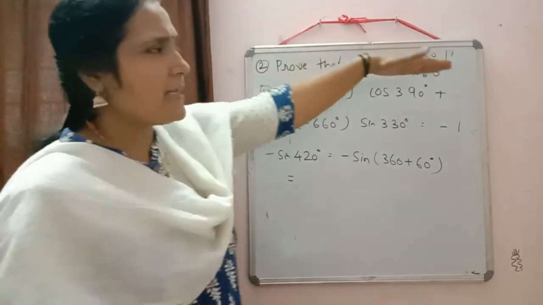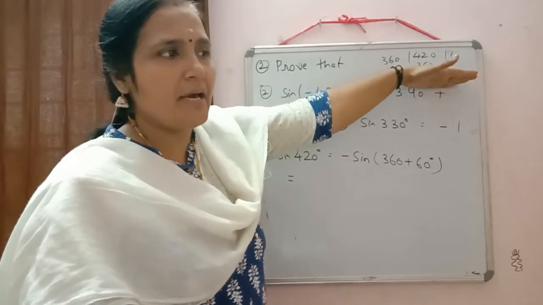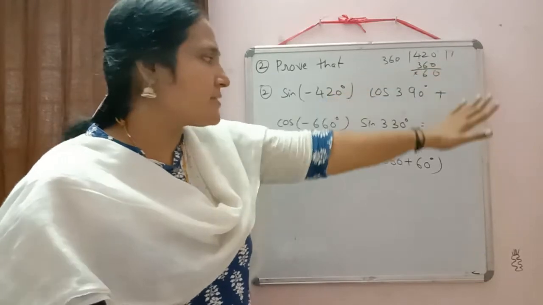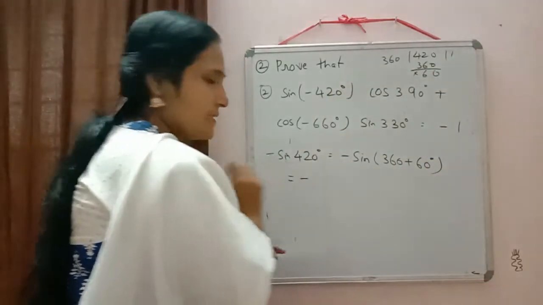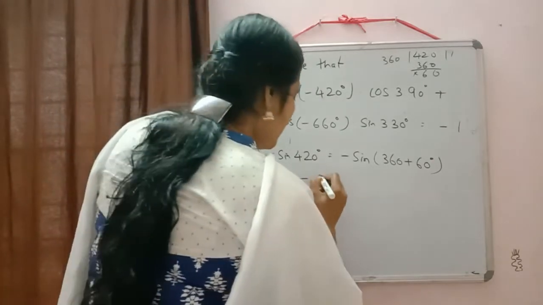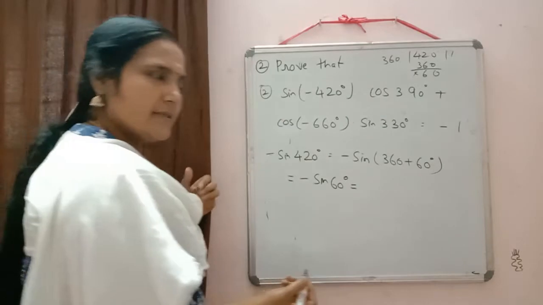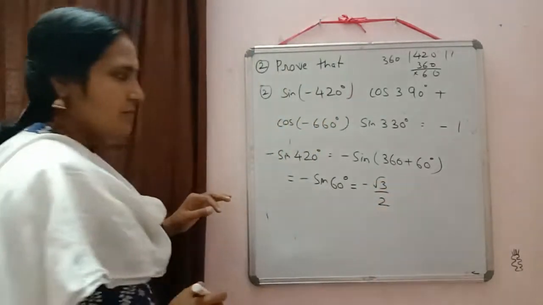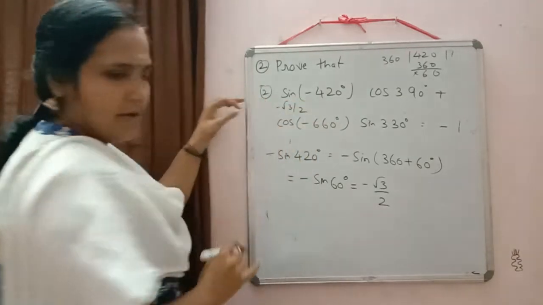We are in starting position. After that, where are we going? Plus is there, means again we are going forward, means we are going in first quadrant. And in first quadrant sign is positive. Already this negative sign is there, so its value will be equal to sin 60 degree. And sin 60 degree is root 3 by 2. So minus root 3 by 2. So first value we got here: minus root 3 by 2.